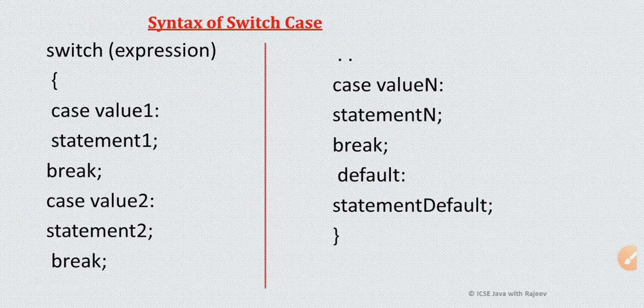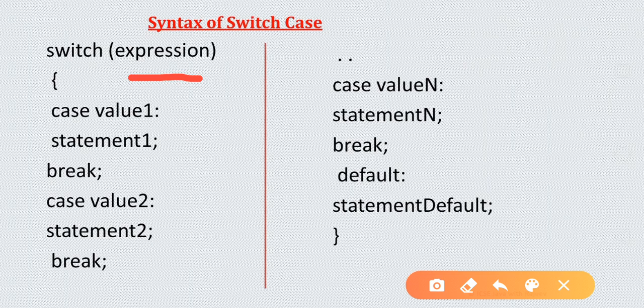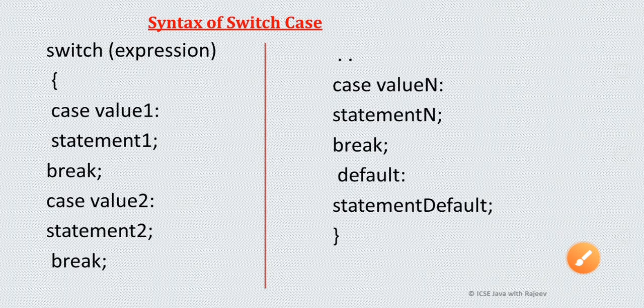Syntax of the switch case statement. Here we will pass the choice value in this expression. For example, if I enter choice value 2, then this particular block will execute. If I enter choice value 1, then the first block will execute. And the dots represent that we can specify a number of cases, and the last case is a default case. So this is the overall syntax of a switch case statement.